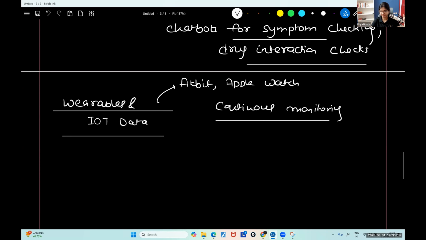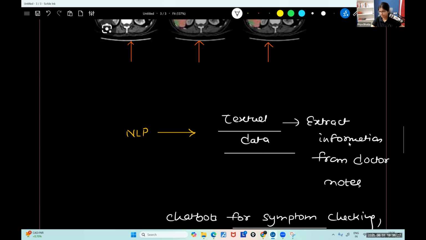Yes or no? Webfit, okay. Watch, ठीक है ना? So this is another domain that we will be having. Perfect.